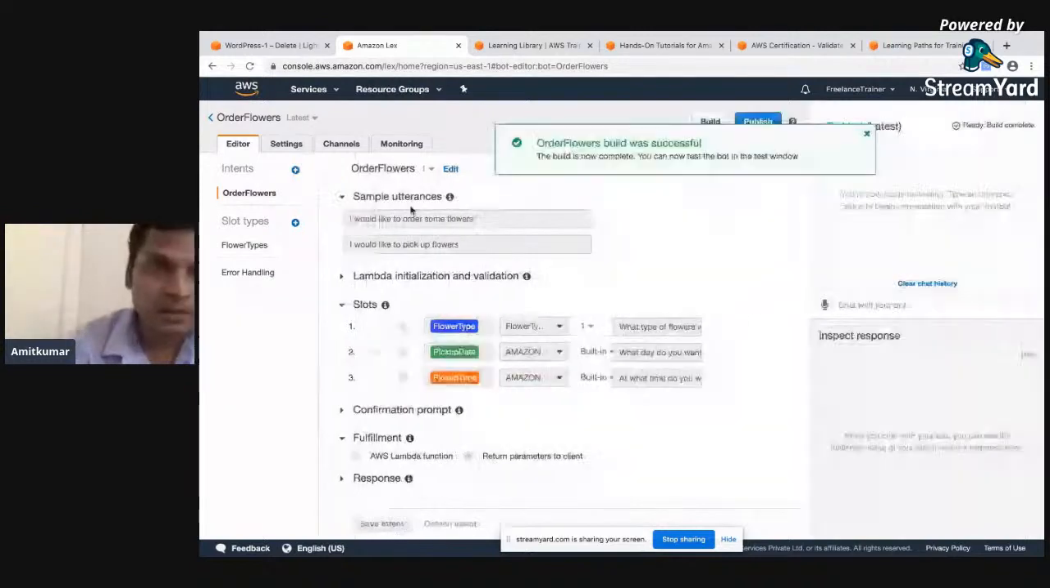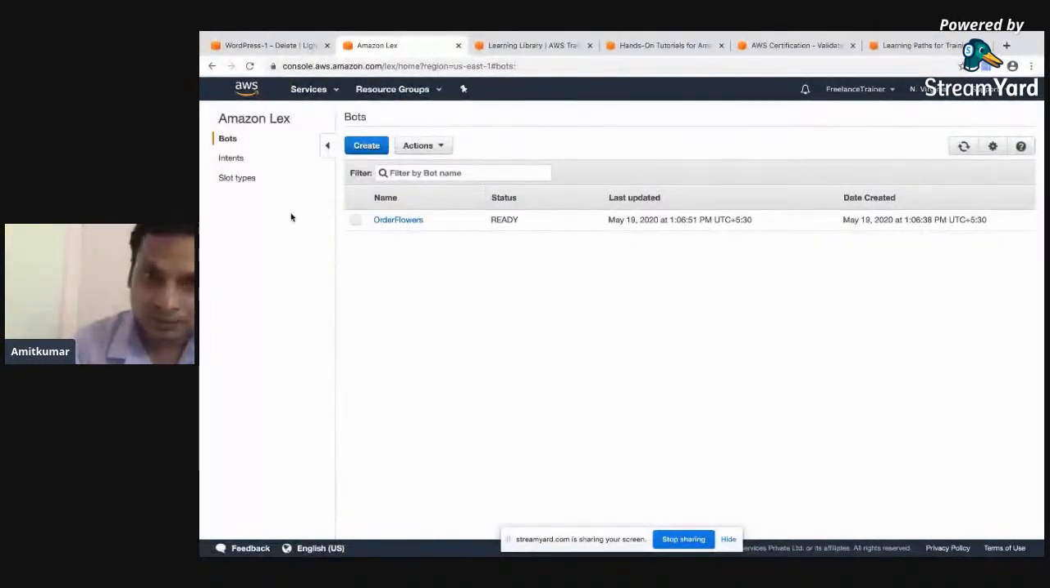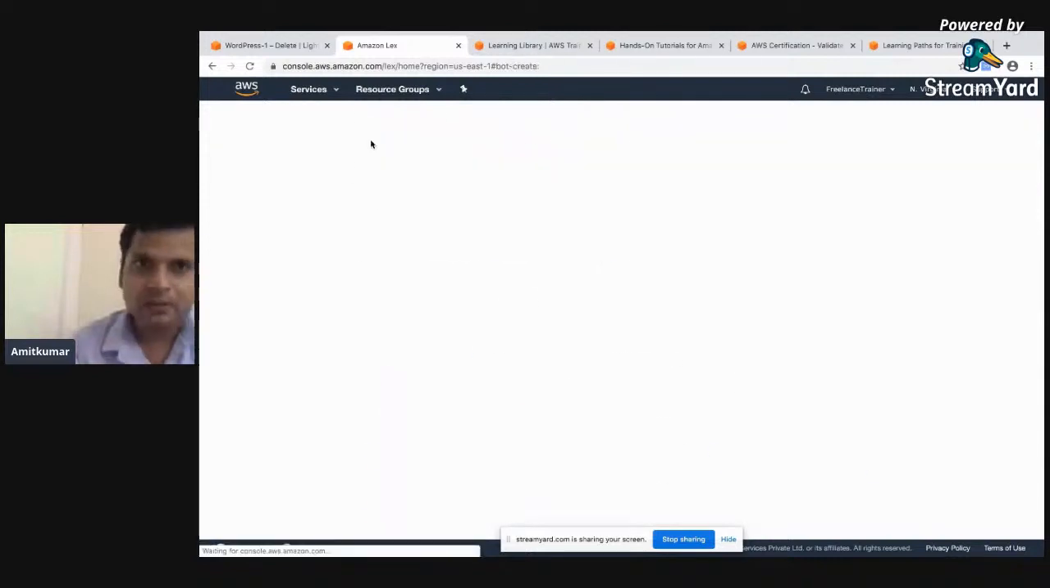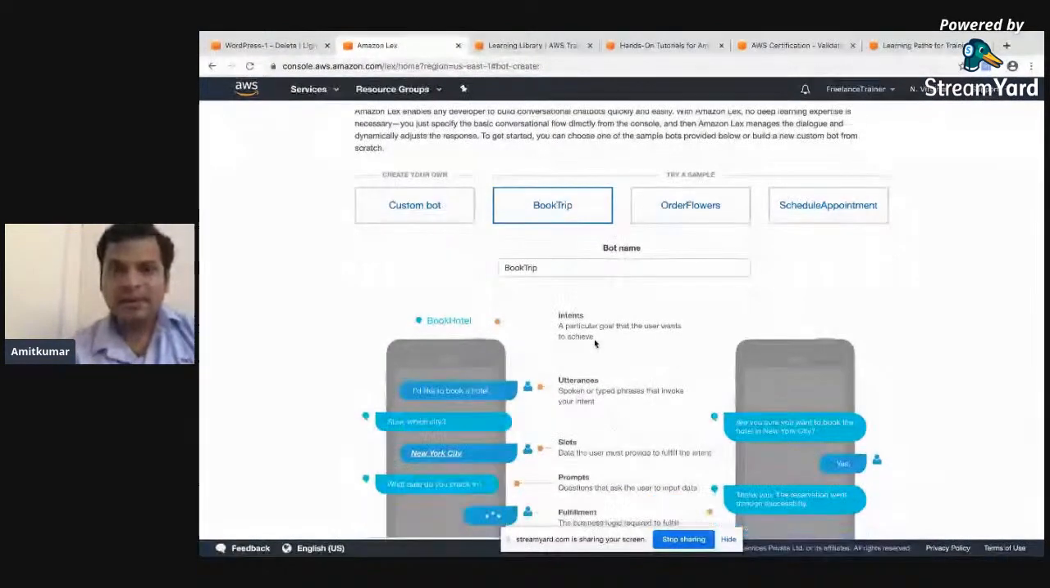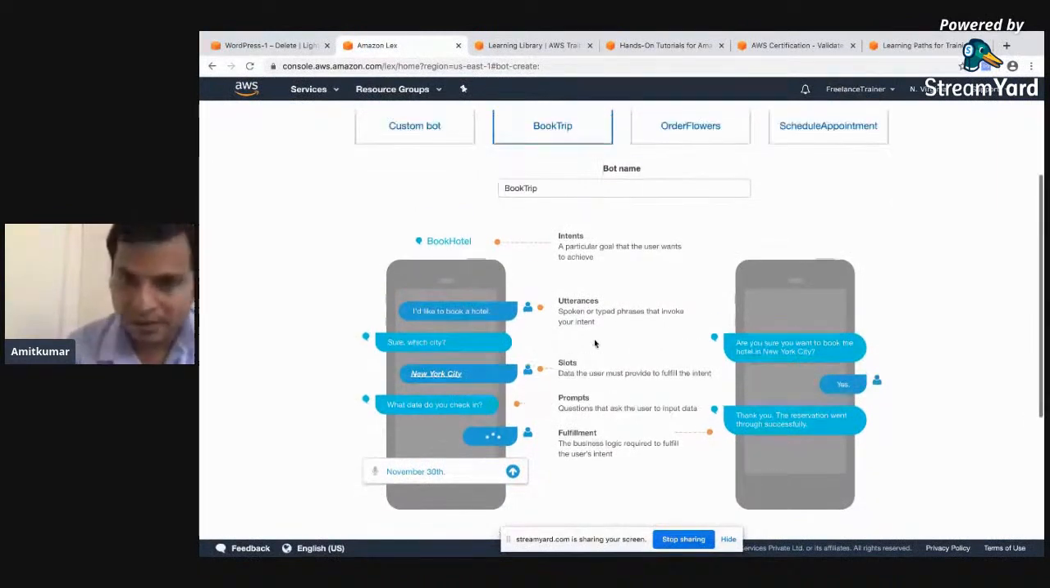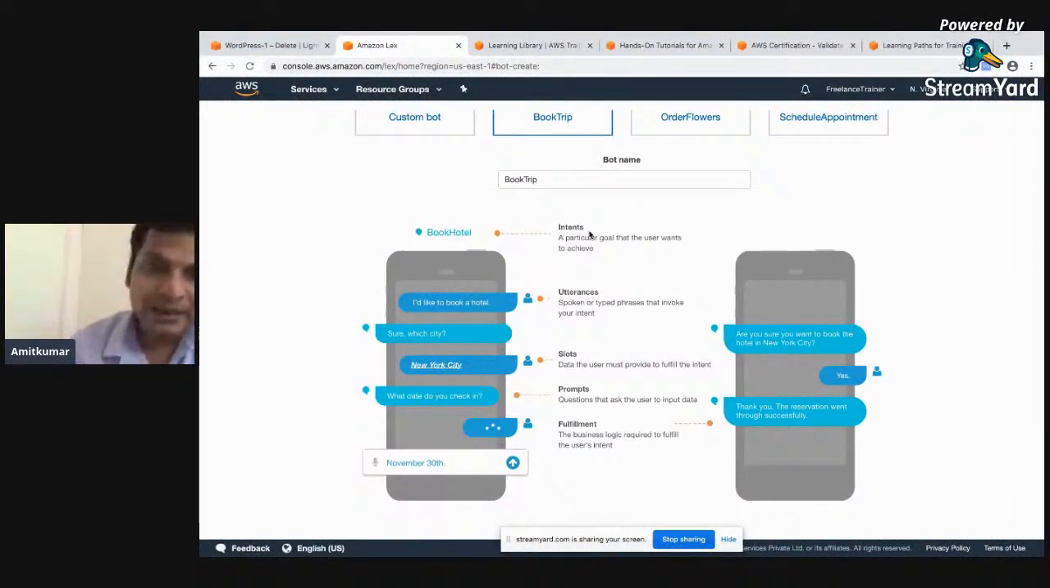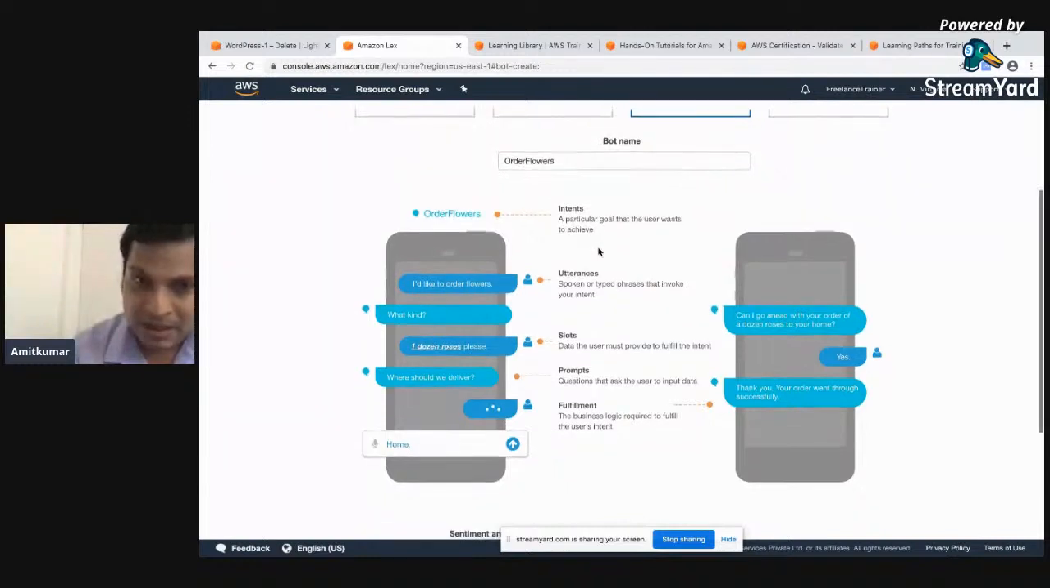Even before that, let me show one more thing to you. Okay, let me just delete this. Let's just create one more. Okay, so before that, let me explain what the components of a chatbot are. This is what I missed. So intent is the subject or the topic or the use case that you're trying to serve. So here in this case, let's say intent is going to be order flowers.